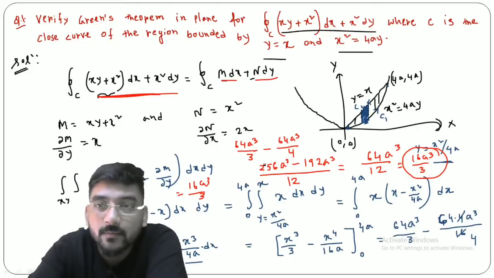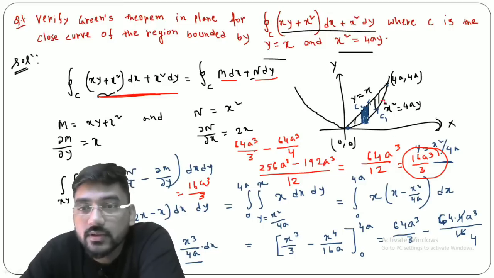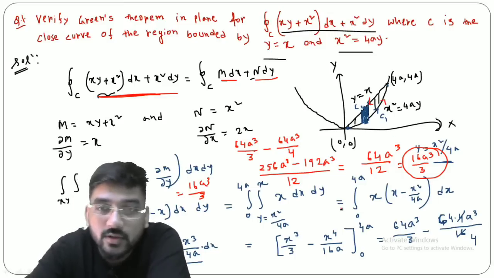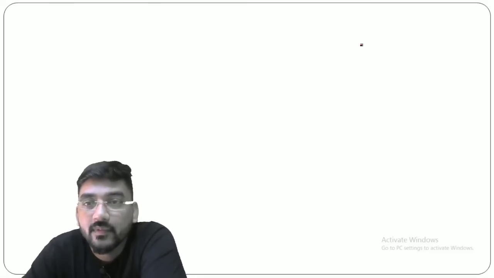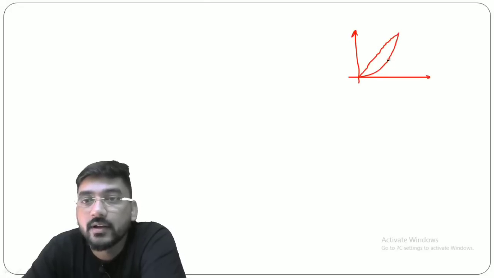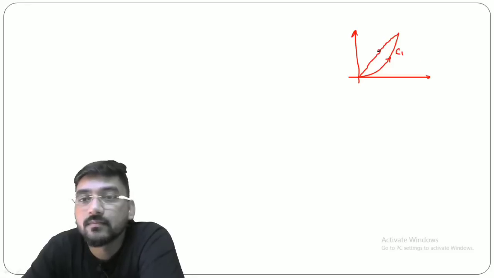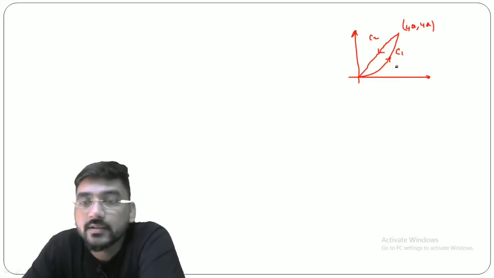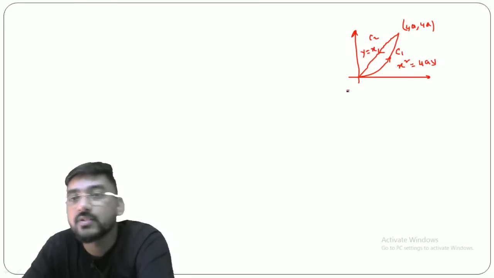So how can we solve it? First we have to solve along this line and then this line. So let me draw the diagram again, so that it will be clear for you. This is your C1 curve and this is your C2 curve, and the direction is this. This point is 4a comma 4a. This is x square is equal to 4ay, and this is y is equal to x.